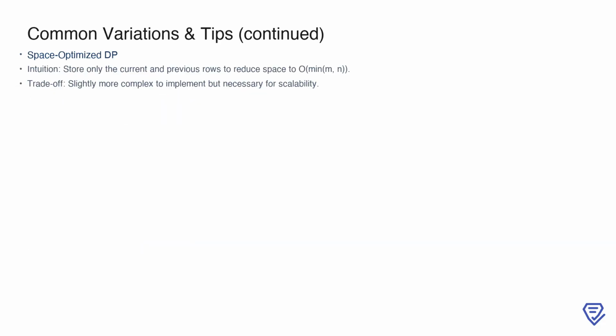To address the space concerns of the bottom-up dynamic programming approach, we can use a space-optimized version. Instead of storing the entire 2D table, we only keep track of the current and previous rows. This reduces the space complexity to O(min(m, n)), making it much more scalable for large inputs. The trade-off here is that implementing this version is slightly more complex, as you need to carefully manage the rolling rows to ensure correctness. However, this optimization is often necessary when working with constraints that involve large strings, and it demonstrates a deeper understanding of dynamic programming principles in both interviews and real-world scenarios.